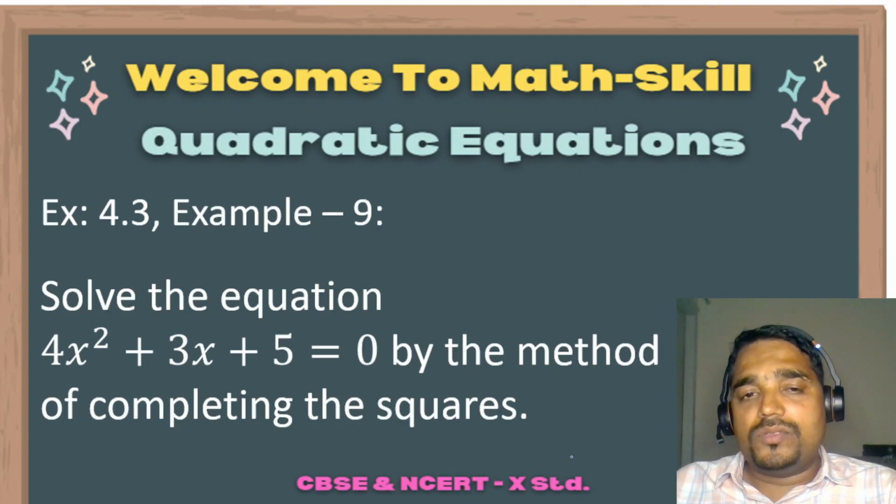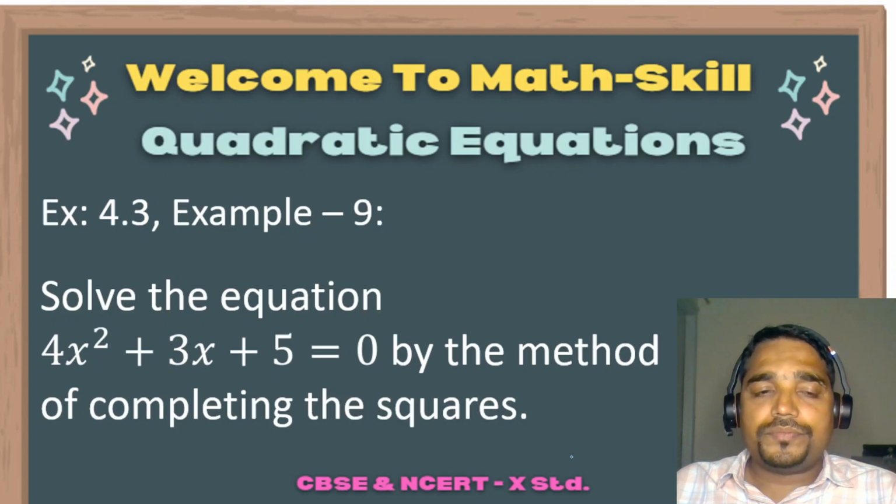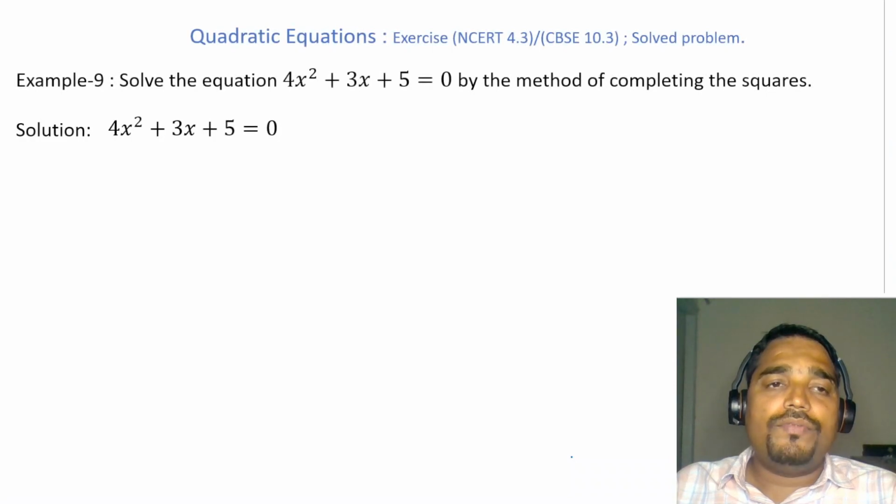Let us start the solution. Let's note down the given problem. The equation is 4x square plus 3x plus 5 equals 0. We will have to solve this equation by the method of completing the squares.